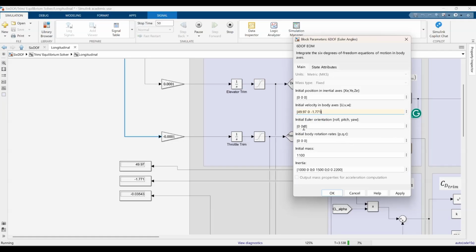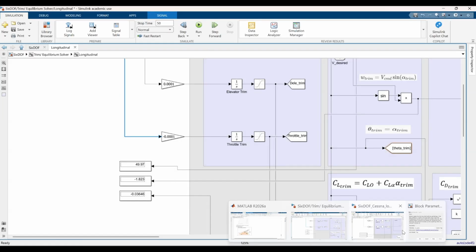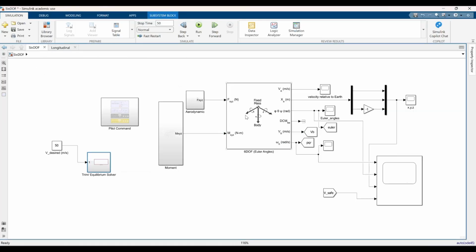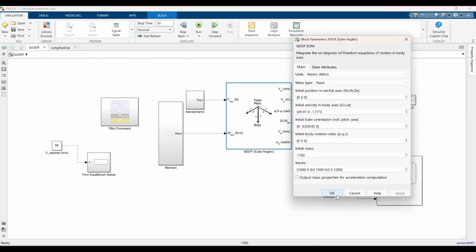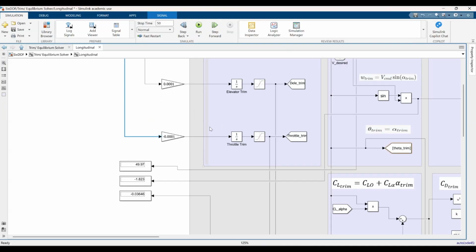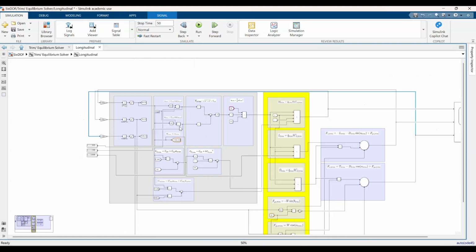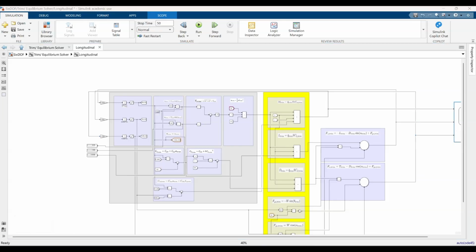Okay, and then pitch is negative 0.03543. Okay, let's give that a run. All right, trying that again. Did it change? I'm gonna go back to the thing. Okay, looks like it is pretty good. Let's get to the trim. All right, 49.97. Okay, let's see what's going on with the scope.